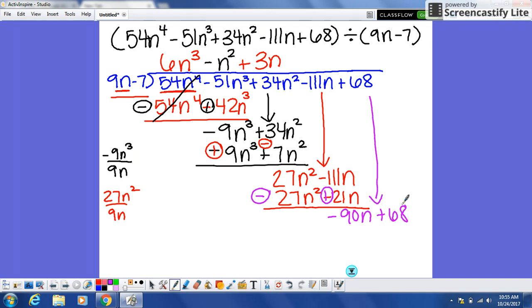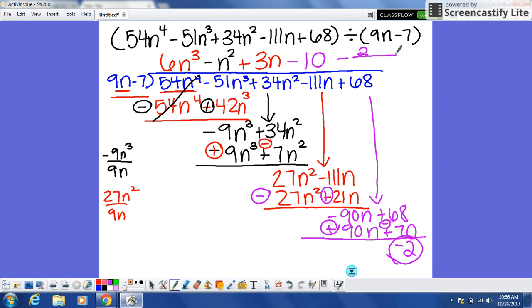All right, 9n divides into negative 90n. How many times? Negative 10. Is there an n this time? No. Nope, your n's going to cancel. So negative 10 times 9n. Negative 90n. Negative 10 times negative 7. Positive 70. And then I need to do what? Change your signs. So that leaves me with a negative 2. Do I have anything else to bring down? No. So do I have a remainder? Yes. My remainder is negative 2. So I'm going to write that as minus 2 on top, my divisor on bottom.